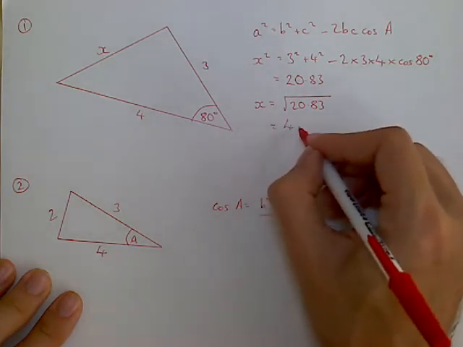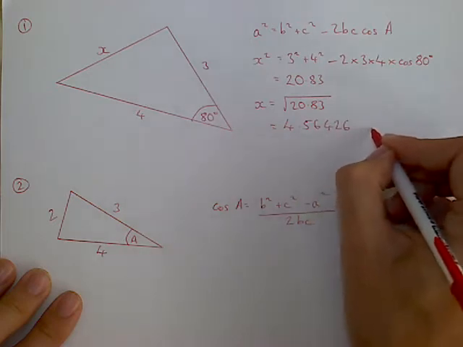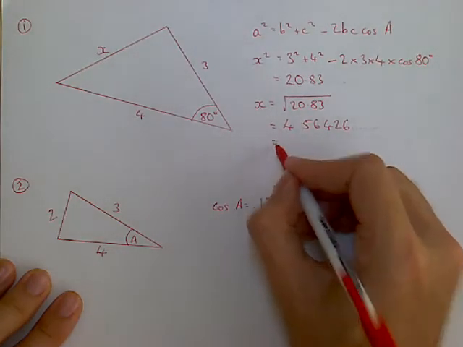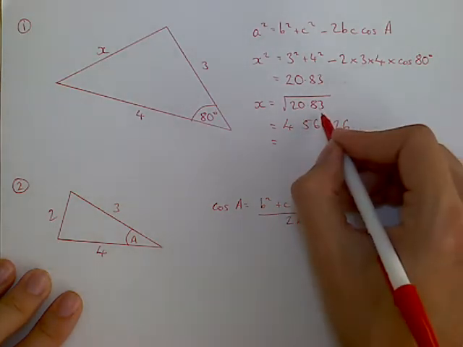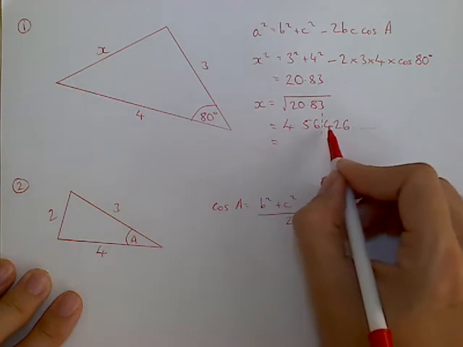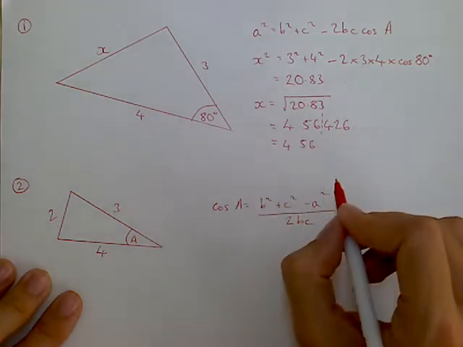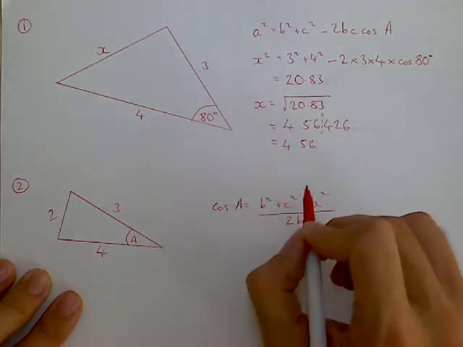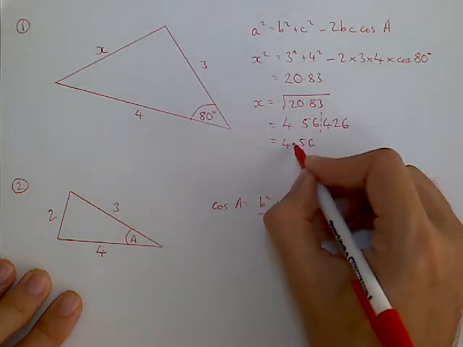That comes out as being 4.56426, and it carries on going. We must always round the lengths of sides to 3 significant figures, so that means looking at the first 3 figures. If the digit afterwards is a 5 or more, we round up. In this case it's not, so we leave it the same, so it's going to be 4.56. Normally we'd write our units at the end, but in this example I haven't provided any units, so that's our final answer there.